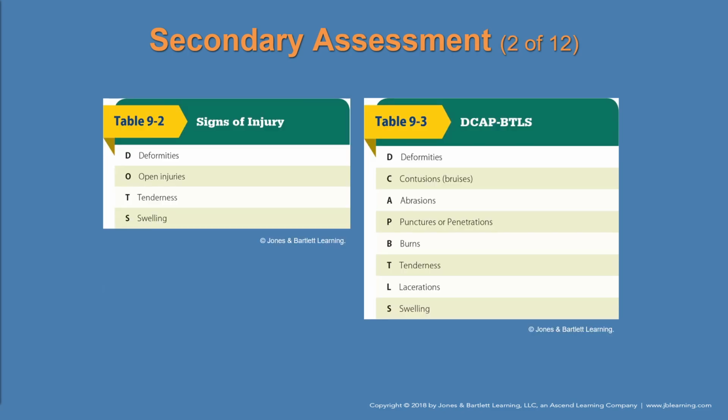So in your book, you have tables 9-2 and 9-3. And I consider these very low yield acronyms. This is basically giving you a framework to figure out what is not correct about a given body. I don't like these. I don't use them. I don't generally teach them because it's very easy to say you're looking for DCAP-BTLS and not know what every letter stands for.